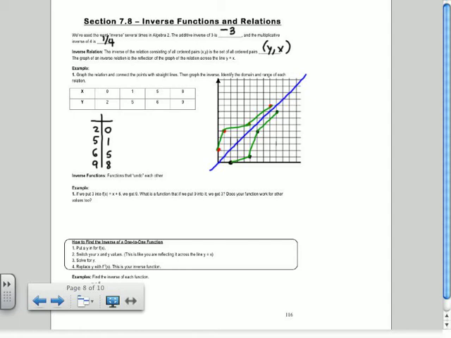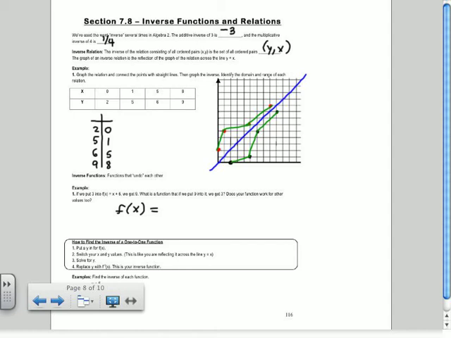Okay, so an inverse function is just going to be the function that undoes the other function. So it says if we put 3 into f of x equals x plus 6, we get 9. What's the function where if I put 9 into it, we get 3? If I plug 3 in as an x value, you get 9 out, right? 3 plus 6 is 9. So if I plug 9 in, what's a function where I get 3 out?